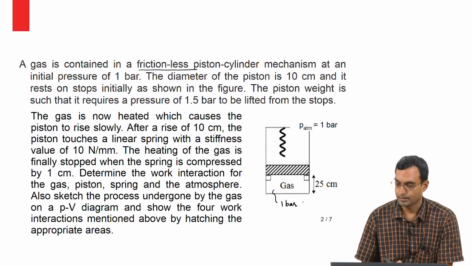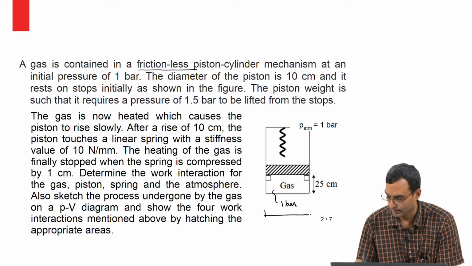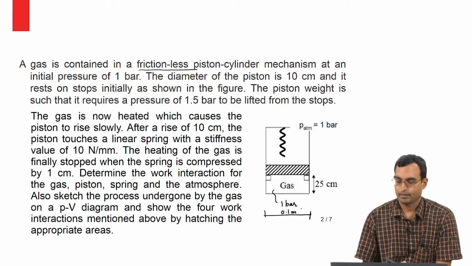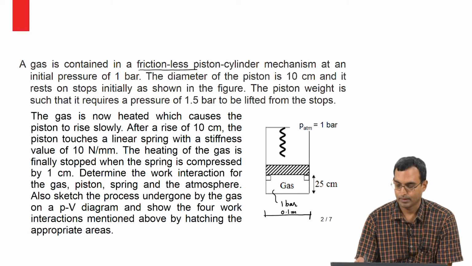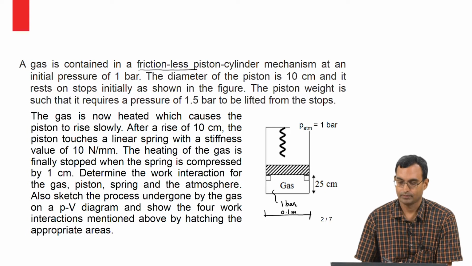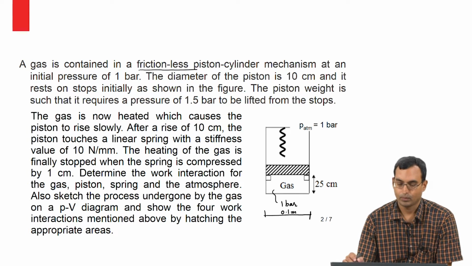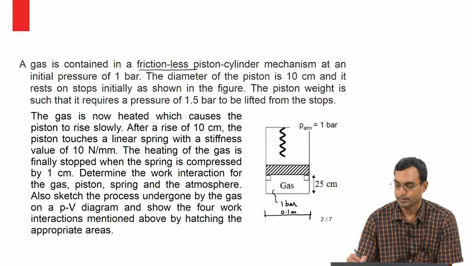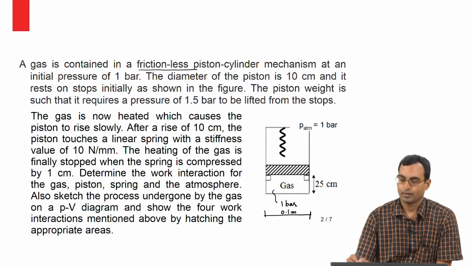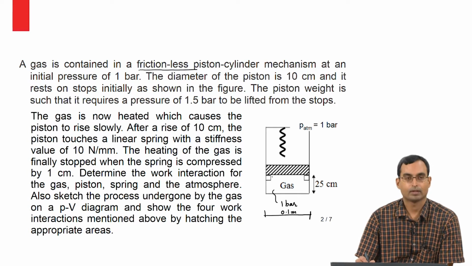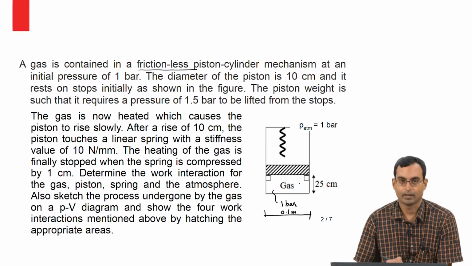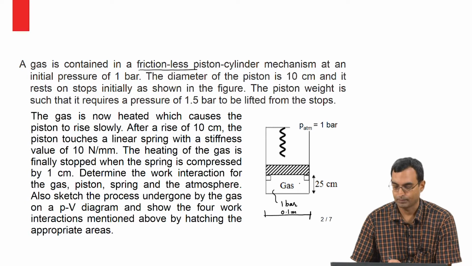The diameter of the piston is 10 centimeters. I am going to convert it to meters, so that is 0.1 meter. It rests on stops. So, there are these stops here and the piston is resting on it initially. The question says that the piston weight is such that it requires a pressure of 1.5 bar to be lifted from the stops. The atmospheric pressure outside is 1 bar. The piston itself has some weight. Because of both of these, the piston is resting on the stop and it cannot move up unless the pressure here becomes 1.5 bar.